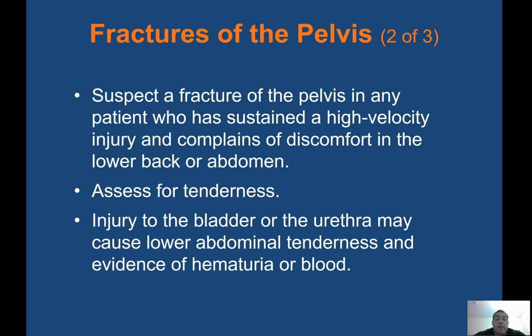Suspect a fracture of the pelvis in any patient who has sustained a high-velocity injury and complains of discomfort in the lower back or abdomen. Assess for tenderness. Injury to the bladder or the urethra may cause lower abdominal tenderness and evidence of hematuria, or blood. So any motorcycle accident, this happens to a lot of people who get in motorcycle accidents. They're going to fracture their pelvis. This is a life-threatening emergency. They could bleed out.